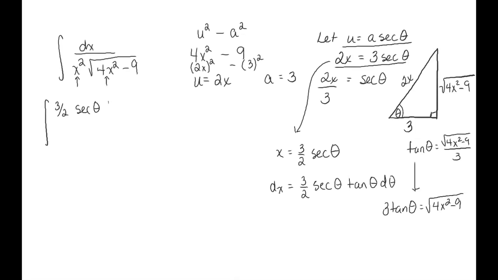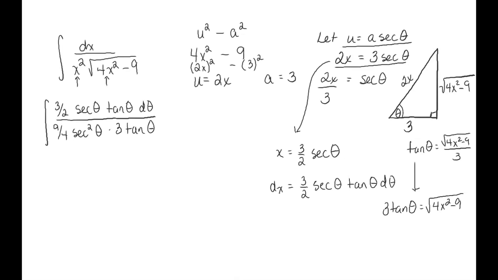3/2 secant theta tangent theta d theta. That's my dx. x squared is 3/2 secant theta squared, so 9/4 secant squared theta. And my square root is equal to 3 tangent theta. So take a peek at that. Make sure you can see where all the pieces came from. It's a little bit messy.